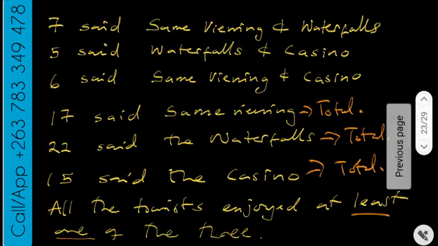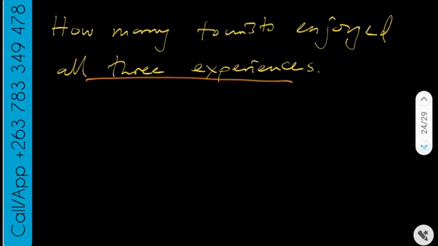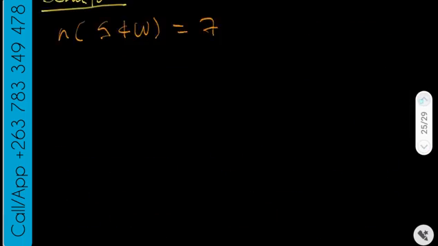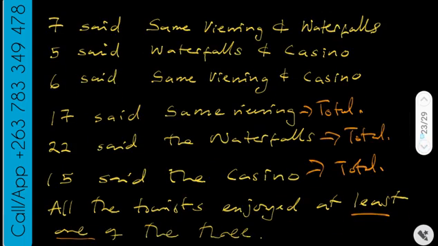First of all, we're going to start from the top there. 7 said they enjoy game viewing and waterfalls, right? So the number of those who enjoyed game viewing and the waterfalls is going to be 7. And then waterfalls and casino, 5 enjoyed. And then game viewing and casino, how many were those? It's 6.